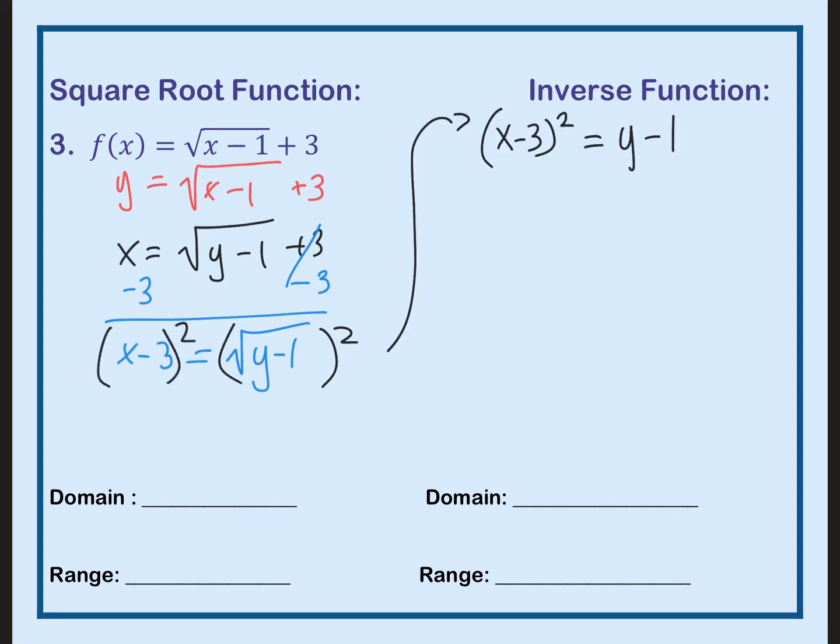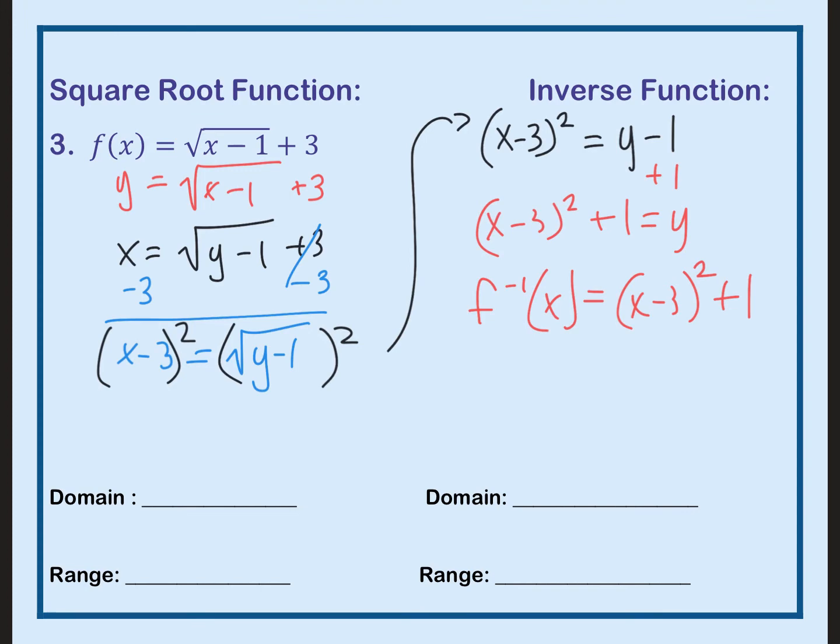And the last step to find the inverse is going to be to add 1 to both sides. So now that we found our inverse, we aren't going to leave it with the y. We're going to write the inverse function, so f to the negative 1 of x is equal to the square root of x minus 3, squared, plus 1. Now, this is where your domain and range get interesting.